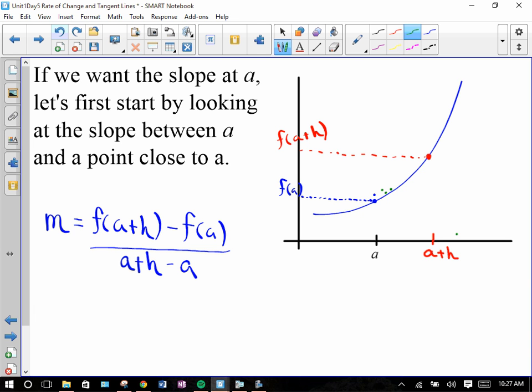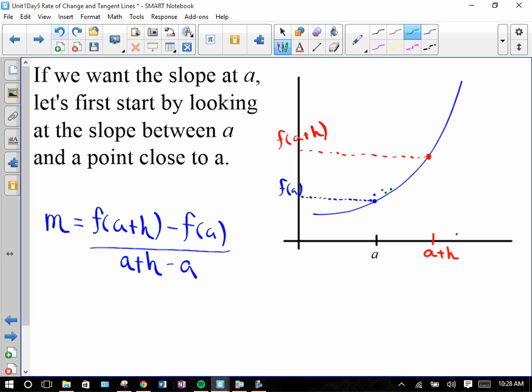So h is the distance away from a, right? If you have a plus whatever distance here, good. The distance between a and a plus h has to be 0. You said you want to be the exact point. So in order for a and a plus h to be equal, h has to be 0. Do we know anything about what happens?